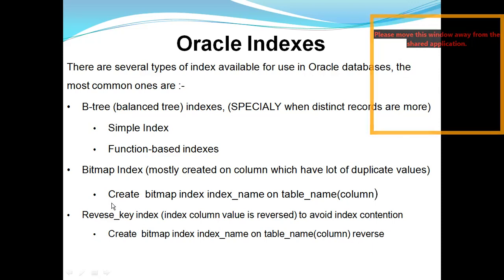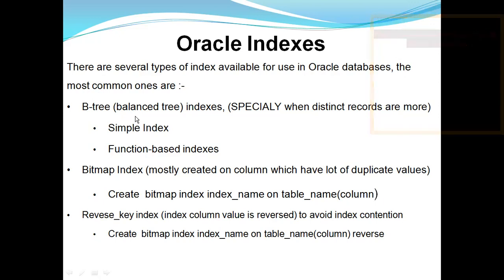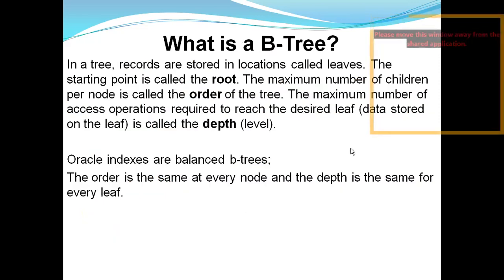Okay, so mostly we never create a bitmap or reverse key index. We always go for B-tree indexes. This is the default index available in Oracle. Now, what is a B-tree? Simply, B-tree means your index is created in a tree structure. That is called a B-tree index.